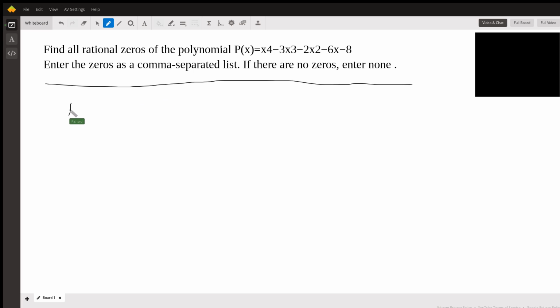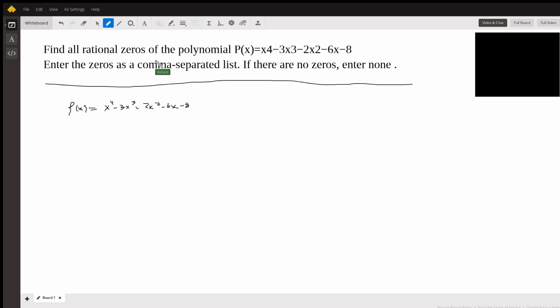This is a classic question from Algebra 2 where we have a fourth degree polynomial, x to the fourth minus 3x cubed minus 2x squared minus 6x minus 8.